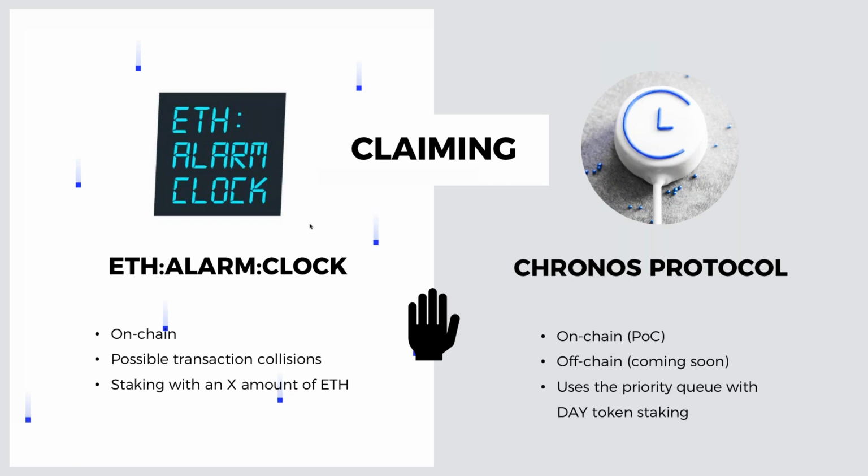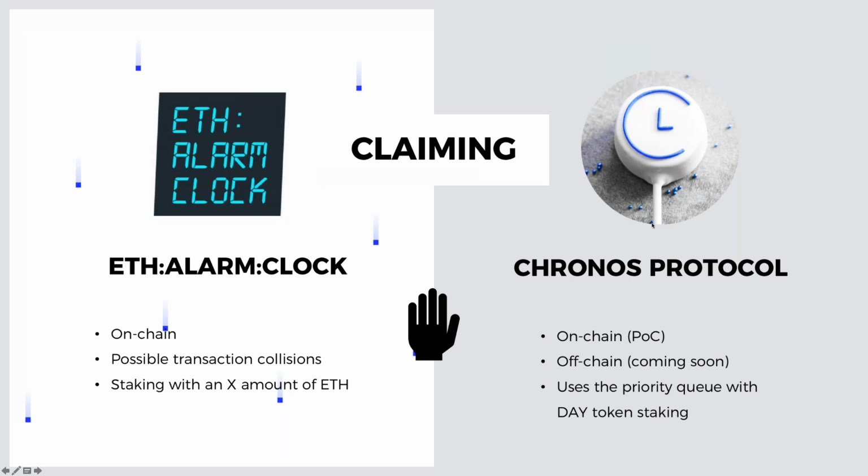Also, in research, we have the possibility of having the queue off chain, by having our time nodes communicate with each other in a peer-to-peer system, thereby reducing the cost of actually executing the transactions. I would like to add one other thing, which is that on the alarm clock, the stake for the claiming is non-refundable, but we're working on the possibility of making it refundable with the Chronos protocol. Well said, Anthony.